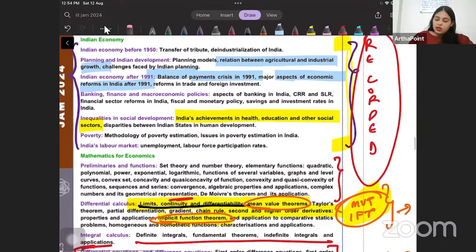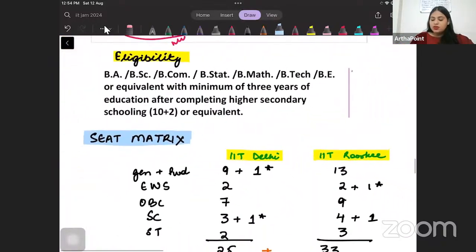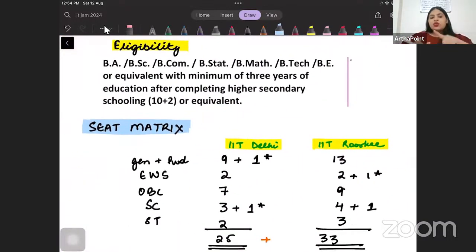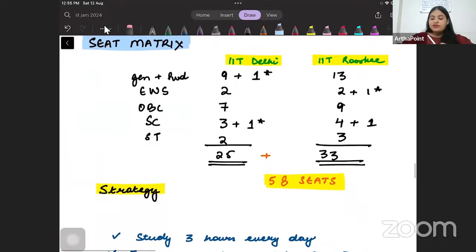Okay, now let's talk about the eligibility. Anybody who has done BA program भी चल जाएगा, BSc, BCom, BStat, BMath, BTech, BE, or any other degree with 10+2, you are eligible to sit for the exam given you have 50% scored. Okay. This is the seat matrix that we have in total using the IIT JAM score only.